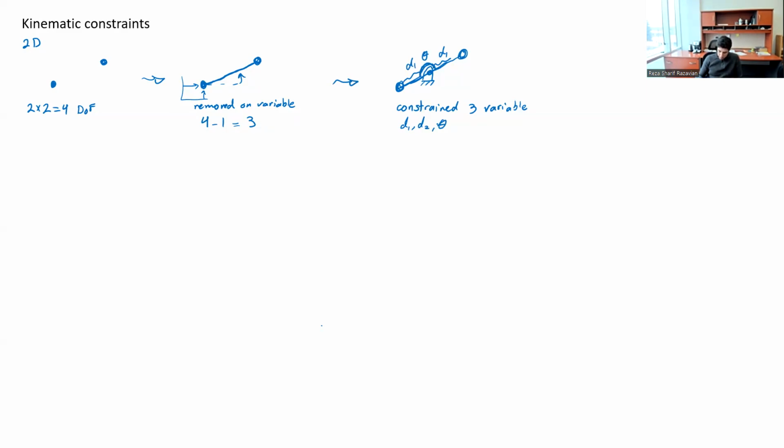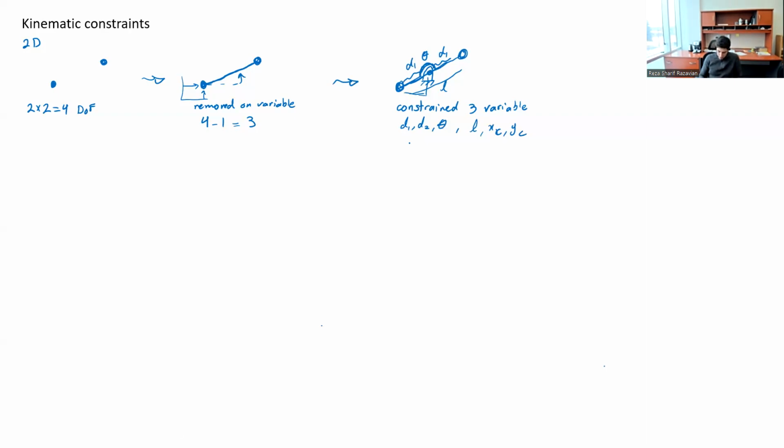The other one could be the total length between them and the position of the middle point. So x of center and y of center. These are the variables being constrained. So all of these are valid. You can think of them in different perspectives. But importantly, with this pin joint in the middle, I have constrained 3 numbers.